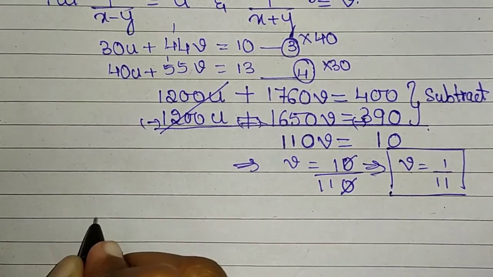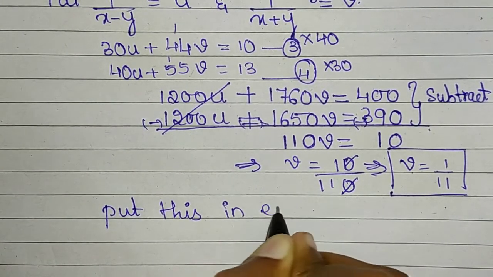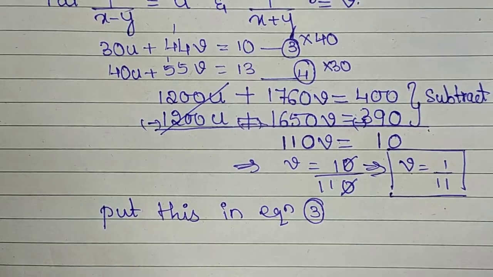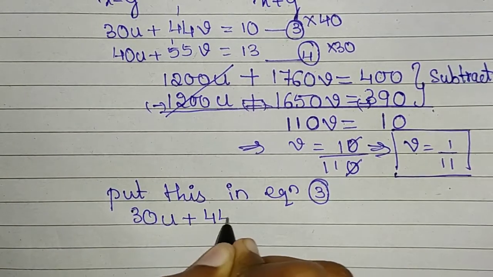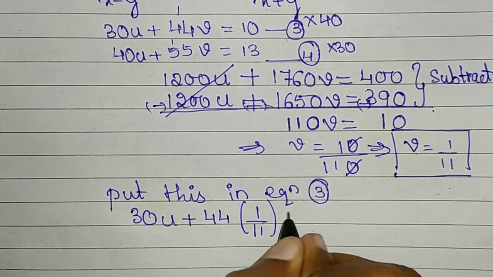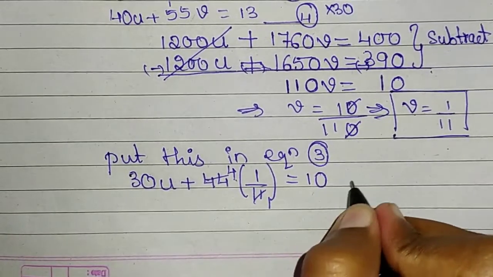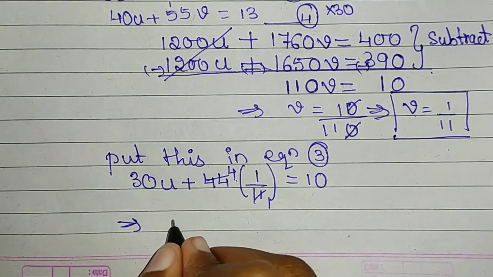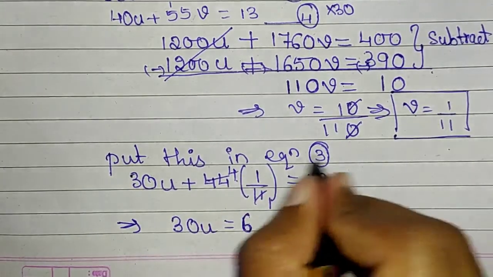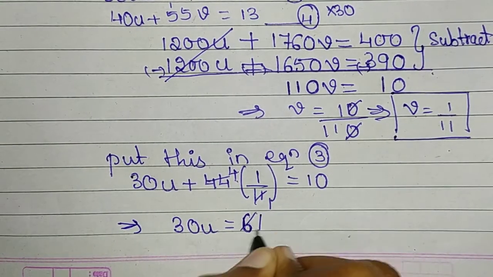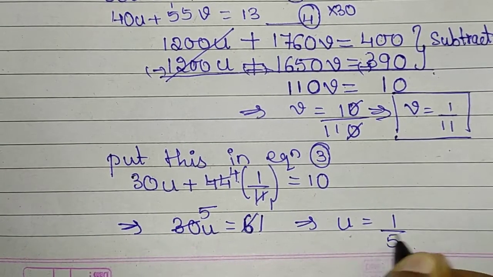Now, put this in equation 3. Equation 3 or 4, it is up to you. So, 30u plus 44 into 1 by 11 is equal to 10. 44 by 11 is 4. So this implies 30u is equal to 6, transposing 4, 10 minus 4 is 6. So this implies u is equal to 1 by 5.